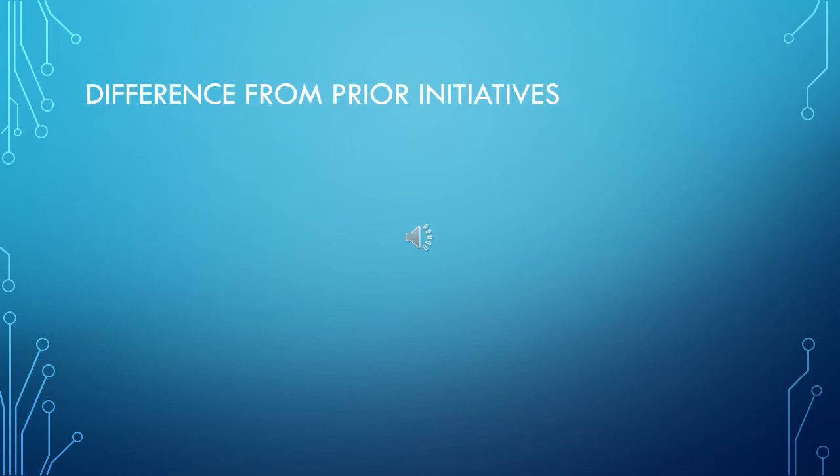Difference from prior initiatives. Open source governance differs from previous open government initiatives in its broader emphasis on collaborative process. Simply publishing snapshots of government information is not enough to make it open.